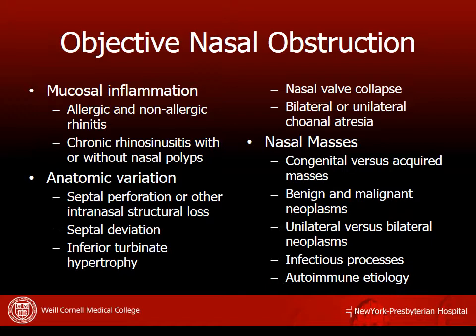So in terms of objective nasal obstruction, you may see mucosal inflammation, which can be caused by allergic or non-allergic rhinitis, chronic sinusitis with or without nasal polyps. Anatomic variations are a very common cause, including septal perforations, deviated septums, inferior turbinate hypertrophy, nasal valve collapses, and choanal atresia. And finally, nasal masses can cause nasal obstruction, and some may include benign and malignant masses, congenital lesions, infectious processes, and autoimmune etiologies.